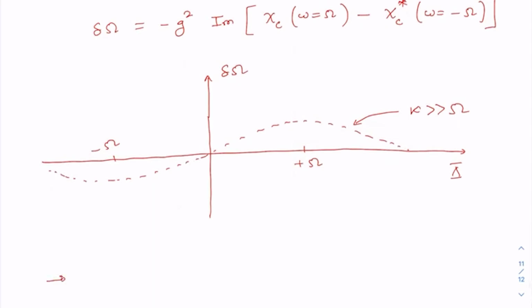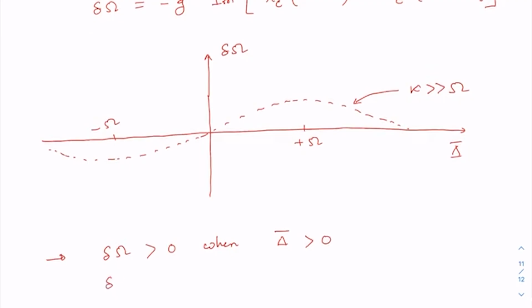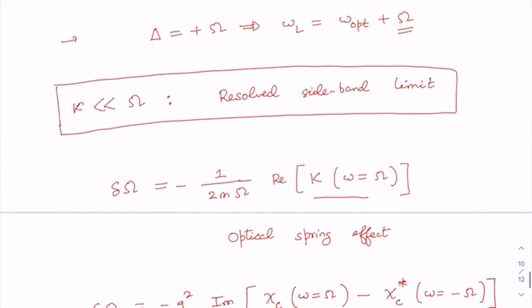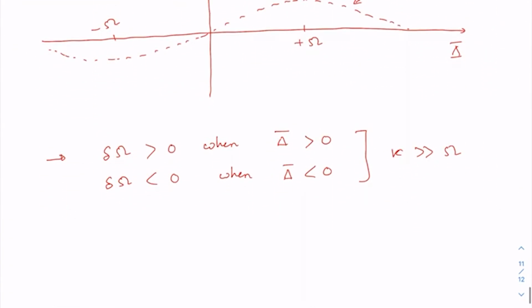Now as you can see from this plot, two things are clear. One is that this is antisymmetric, and the shift in the frequency is positive, that is greater than 0, when our detuning parameter delta bar is greater than 0. On the other hand, the frequency shift delta omega is negative when the detuning parameter is negative. This is for the case when we are in the unresolved sideband regime, because as I said, kappa much less than omega is the so-called resolved sideband regime, and this is the opposite of that regime.